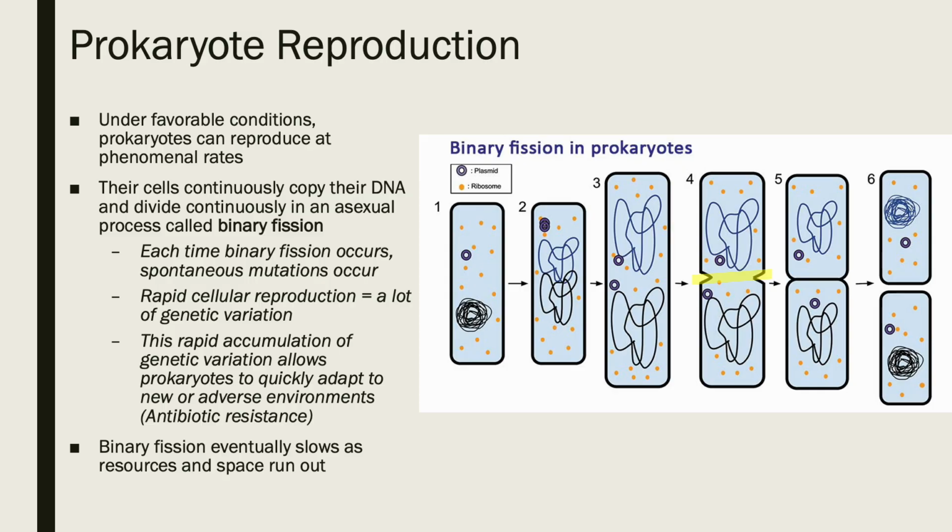Again, each time this happens, though, there are small mistakes in the DNA copying machinery, and that can lead to random mutation. And if that random mutation is beneficial, then you've led to a new type of adaptation for that type of bacteria. And because these organisms are so tiny and they can reproduce this way so quickly, a lot of genetic variation can occur.